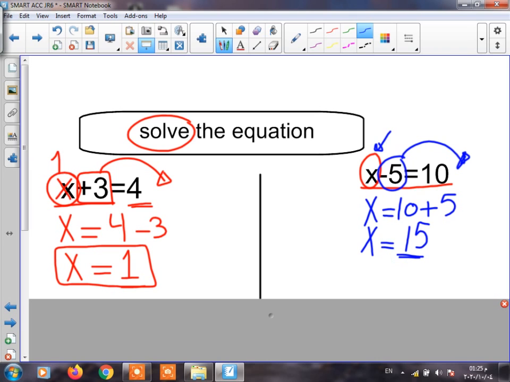So the result here, x will be equal to 15. So the solution set, or the value of x, equals 15. If I cancel x here and write 15 up here, 15 minus 5 will be equal to 10. The next one.